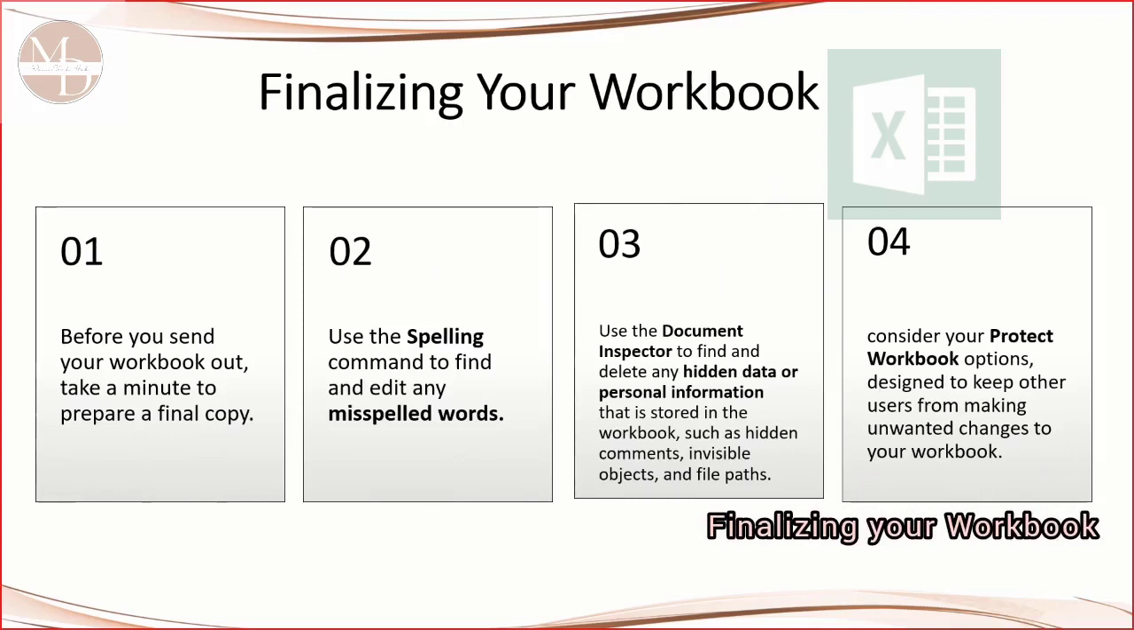Number 1, before you send your workbook out, take a minute and prepare a final copy. Meaning, that's why we need to take our time to check. If not, there might be a mistake or an error we need to correct, or we need to make changes. So you need to check. So we need to check our spelling. The spelling command is there to check any misspelled word. Number 3, use your Document Inspector to find and delete any hidden data or any personal information that is stored in the workbook, such as hidden comments, invisible objects, and file paths. So consider your Protect Workbook option, designed to keep other users from making unwanted changes to your workbook.